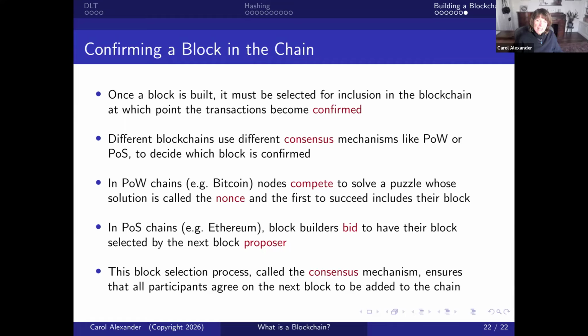Okay, so the selection process, whether it's somebody's paying me more and I'm going to take this block, or whether I just happen to win this trial and error game, whatever the selection process is, that's called the consensus mechanism. It ensures that all the participants agree on the next block to be added to the chain.